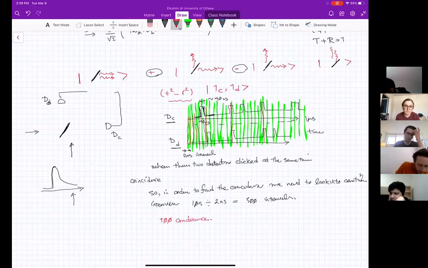Okay, so can someone tell me what is a 2 nanosecond interval in terms of a photon propagating in free space?